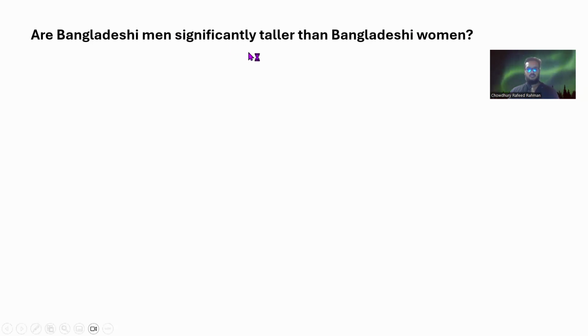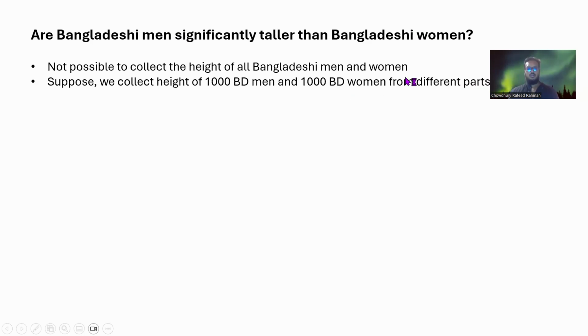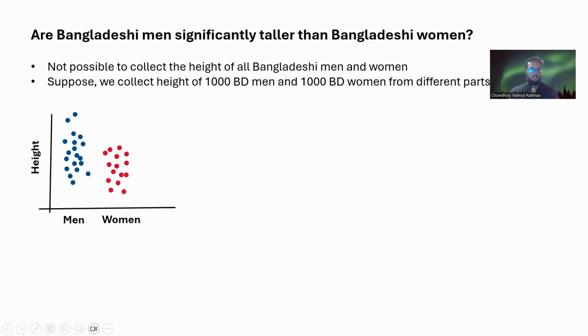In order to answer this question, suppose we do one thing. We have to collect some data, but obviously it's not possible to collect the height of all Bangladeshi men and women. Nobody can do it. So what we do is we collect some sample heights. We collect the height of 1,000 BD men and 1,000 Bangladeshi women from different parts of the country. Okay, so this is what they look like, suppose. So these are the heights of different men and these are the heights of different women. Obviously, there aren't 1,000 points here, but just imagine that there are 1,000 points.